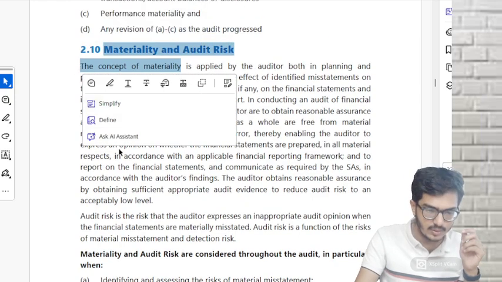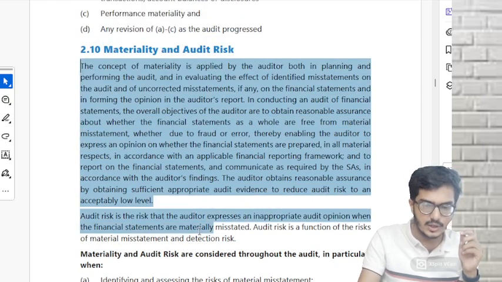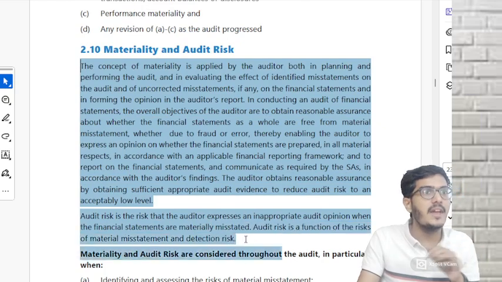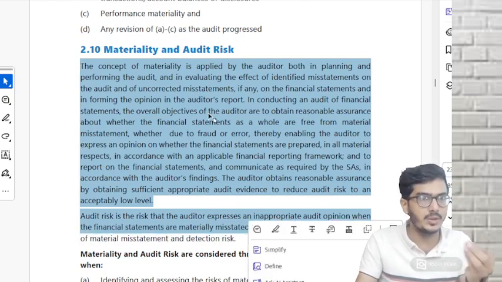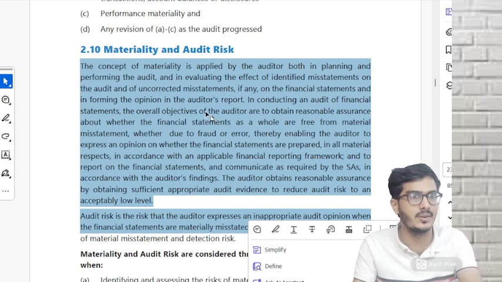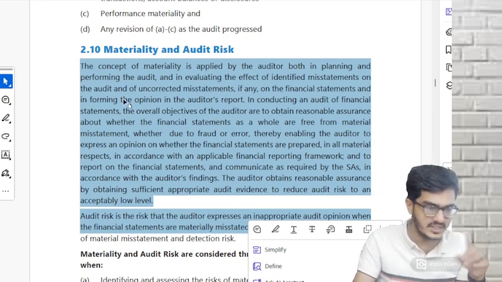This entire thing, if you read it, I'm not kidding, everything is covered. In Chapter 1 they put the audit risk definition. In Chapter 1 they told the objectives of audit. They have written the same thing over here.